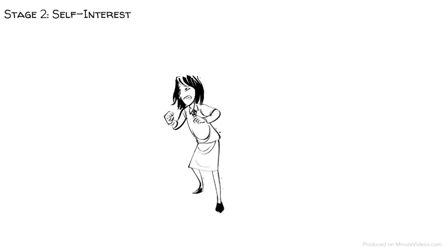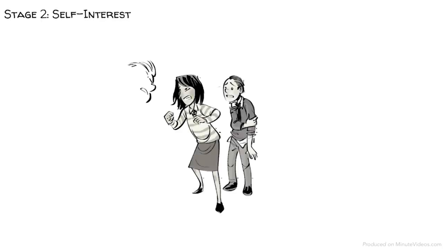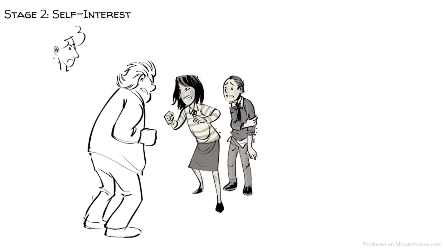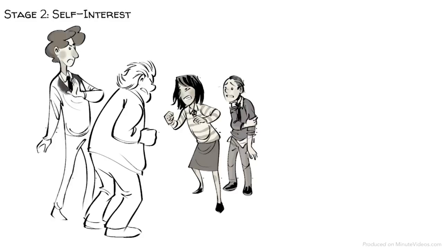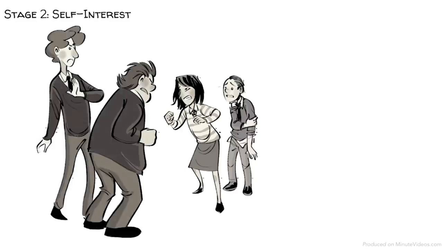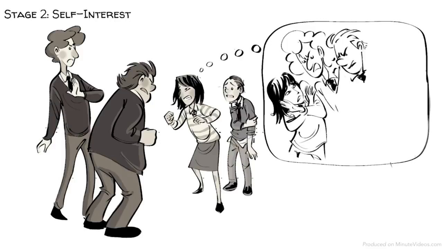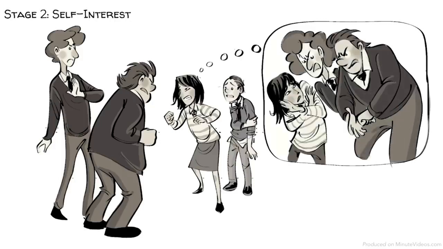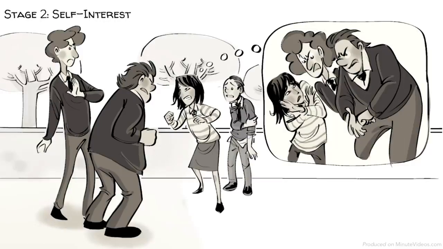At stage 2, we are motivated by self-interest. Mary decides to intervene and help Tom. She knows that she might get punished, but she also knows that she could become a victim herself someday. If she helps Tom now, he might help her in the future. She is asking herself, what's in it for me?